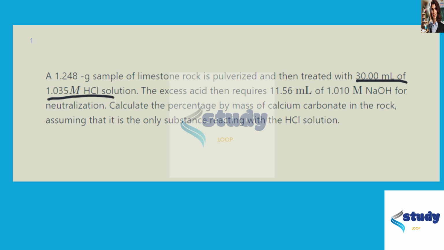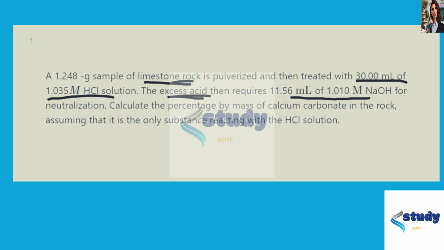So in this problem, first we will find out the number of moles of HCl which is treated by the limestone rock, and then we will find out the number of moles of sodium hydroxide from its volume and molarity, which is reacting with the excess HCl from the treatment of limestone rock, and from there we will be able to find out the number of moles of the excess acid using the balanced equation of the reaction of sodium hydroxide and HCl.